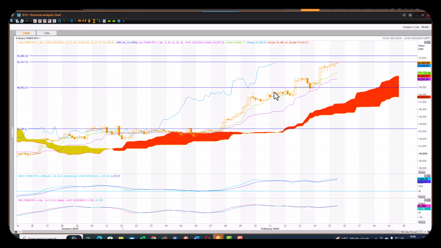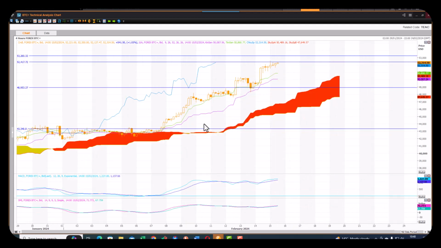Strong move higher. And note how the turning line came into support, and then that first pullback to the standard line. You need to be very quick to swing trade those on the intraday charts. But nevertheless, that's the support zone now for this current rally.